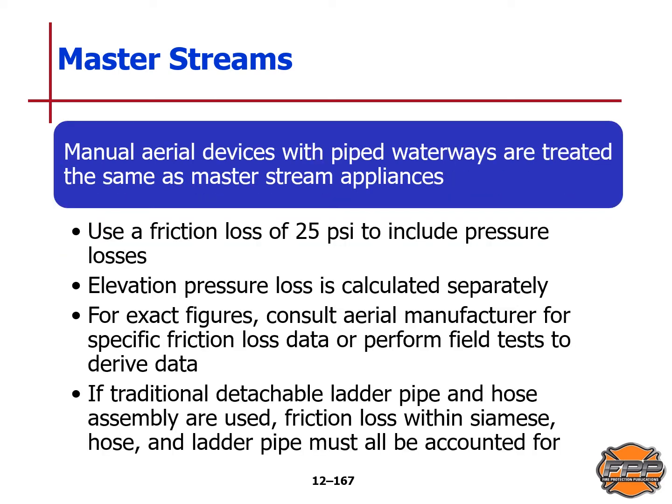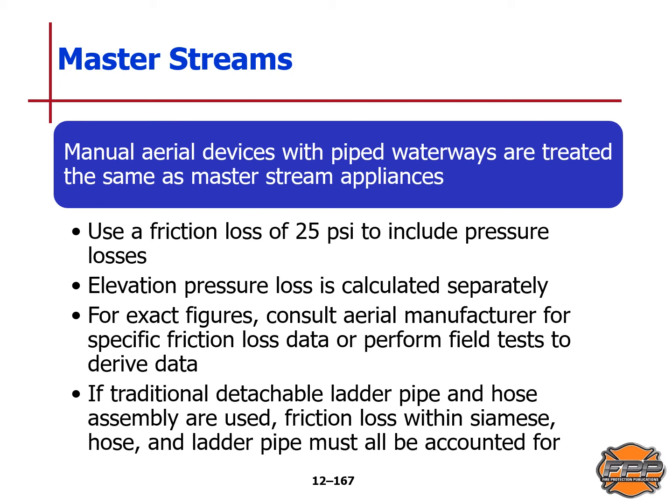Manual aerial devices with piped waterways are treated the same as master stream appliances. Use a friction loss of 25 psi to include pressure losses. Elevation pressure loss is calculated separately. For exact figures, consult the aerial manufacturer for specific friction loss data or perform field tests to derive data.